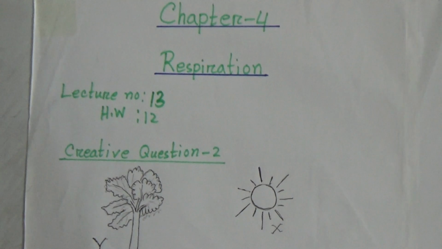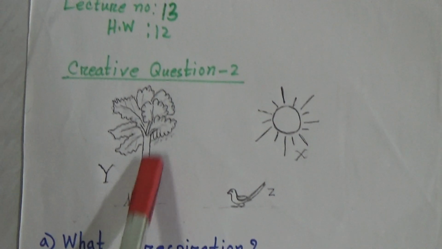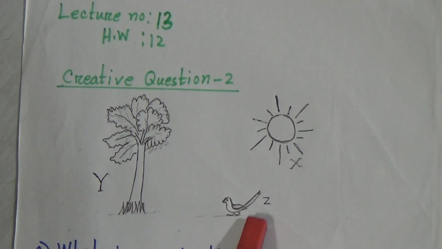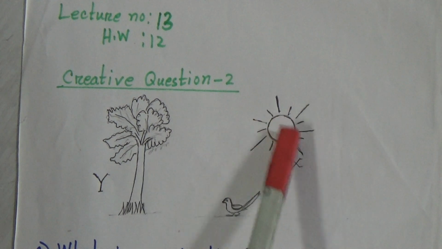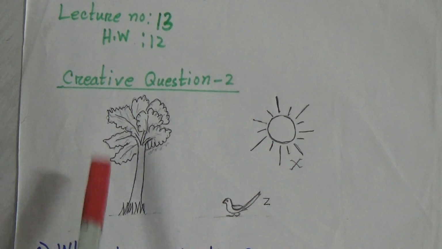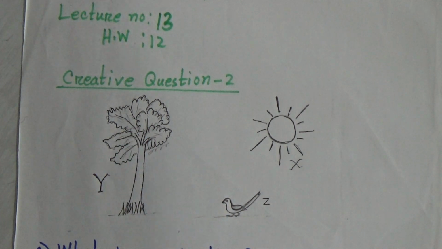Here is chapter 4, creative question number 2. Look at this picture. Here is a stem. You can see this one is Y and this one is Z and this is X. X is sun and Z is bird, that means animal, and this one Y is tree, plants.